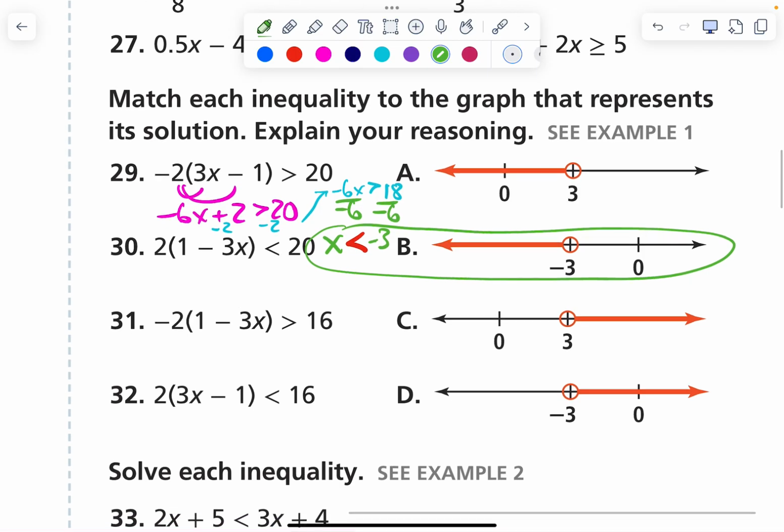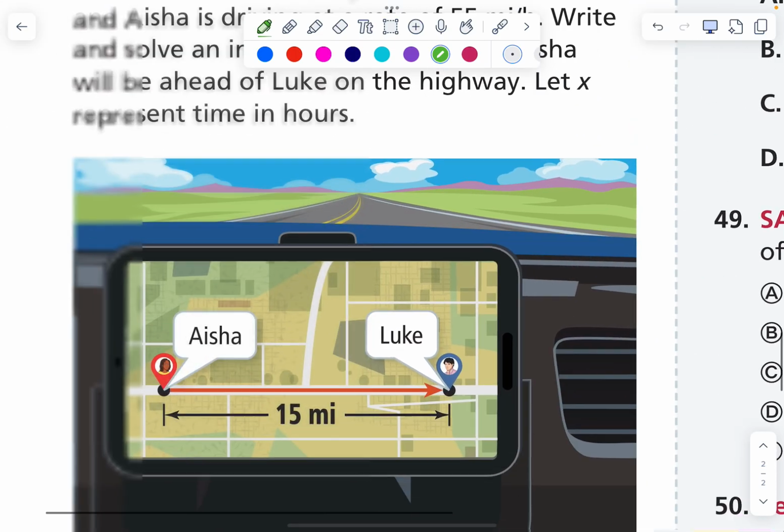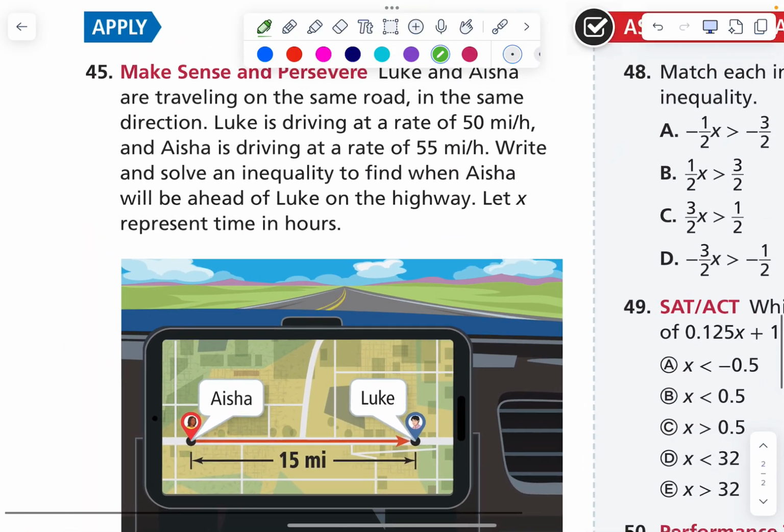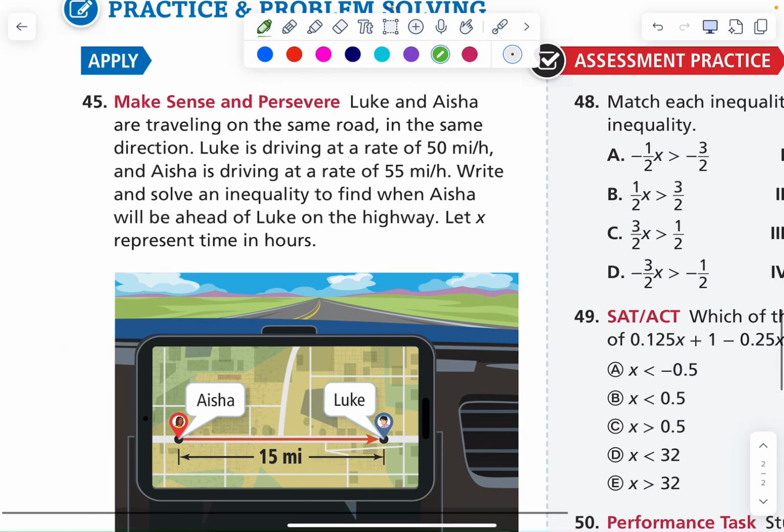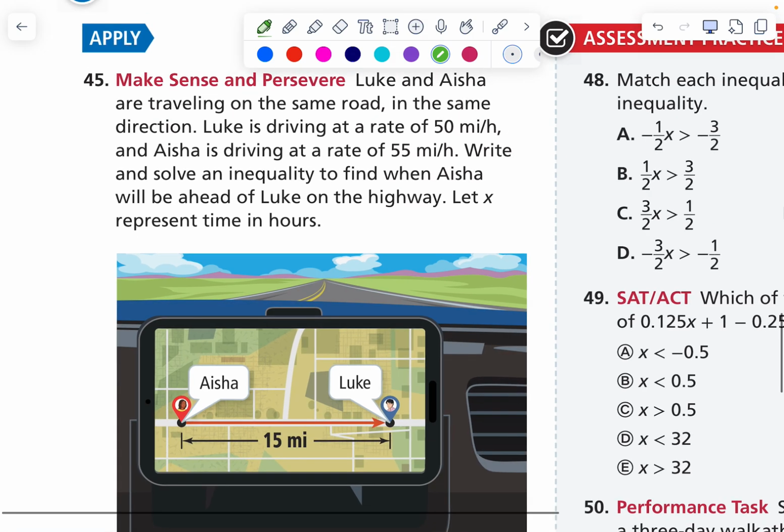Yeah. 45. Okay, 45. Luke and Aisha are traveling on the same road in the same direction. Luke is driving at a rate of 50 miles an hour. And Aisha is driving at a rate of 55. Write and solve an inequality to find when Aisha will be ahead of Luke.